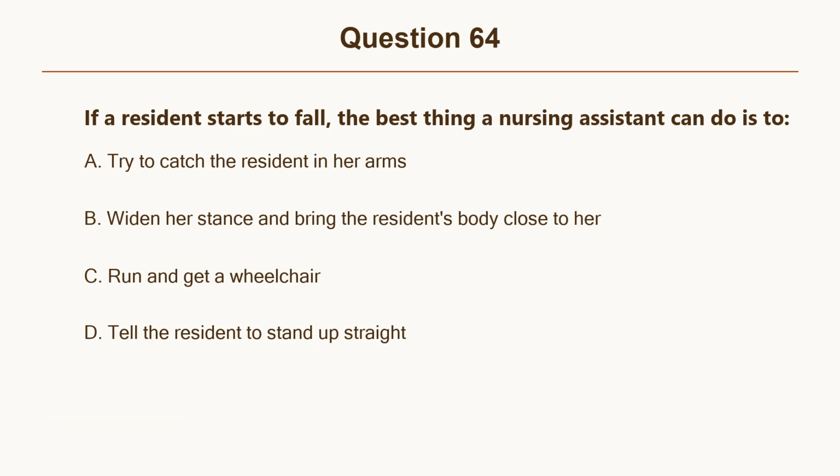Question 64. If a resident starts to fall, the best thing a nursing assistant can do is to: Option A, try to catch the resident in her arms. Option B, widen her stance and bring the resident's body close to her. Option C, run and get a wheelchair. Option D, tell the resident to stand up straight. The correct answer is option B, widen her stance and bring the resident's body close to her.